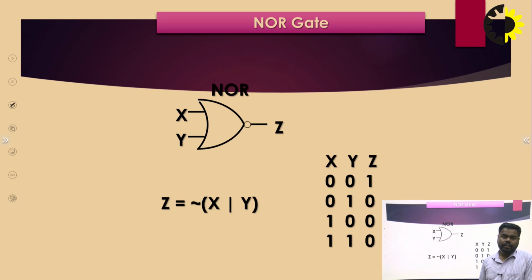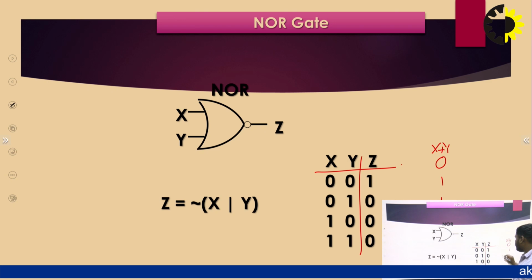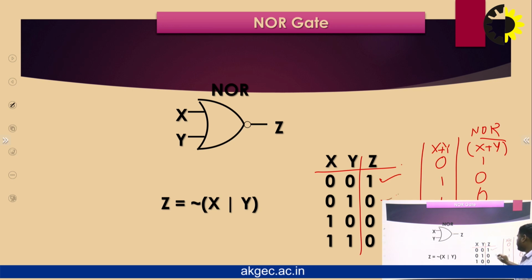Just like the NAND gate, this is the NOR gate, and this is the truth table for the NOR gate. As we have taken inputs x and y, x plus y is 0 1 1 1. So this is the output of the NOR gate, meaning x plus y with a NOT sign: 1 0 0 0. This is the output. You can match it. This is the NOR gate.